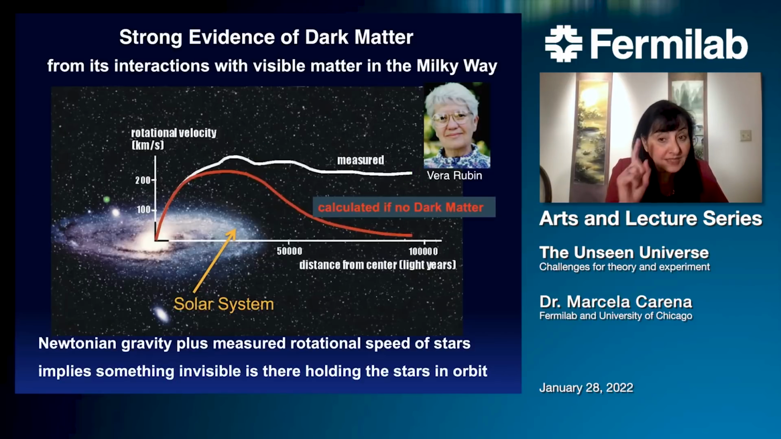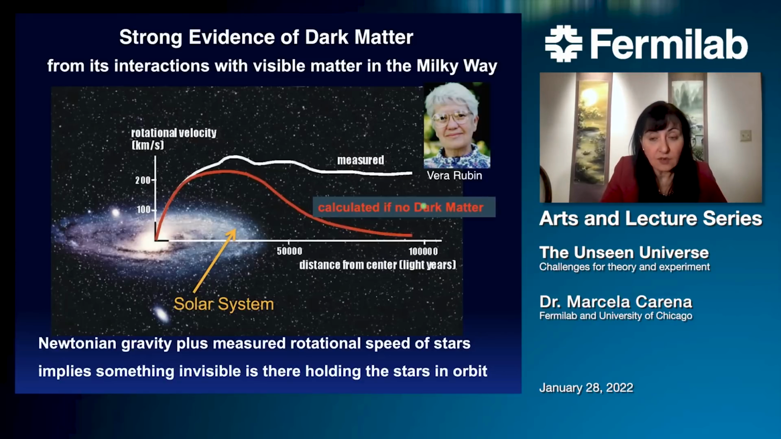So from standard gravity, we would expect that stars that are very far from the center, let's say here, would be moving much slower than those that are at the level of our solar system. This is this red curve that has been calculated assuming that the only matter that exists is what we see as luminous matter. So there is no dark matter in that calculation.